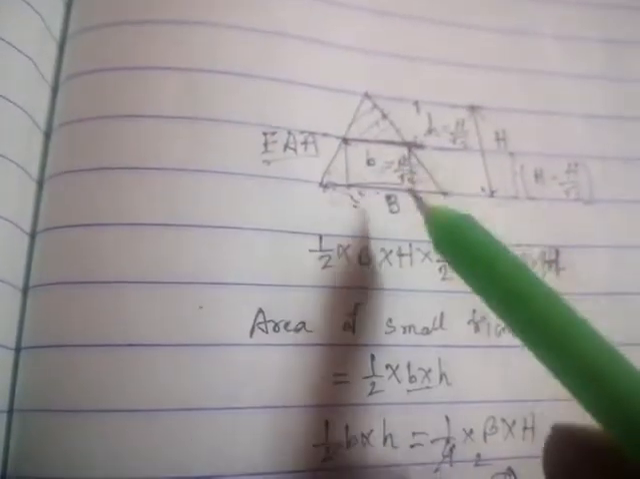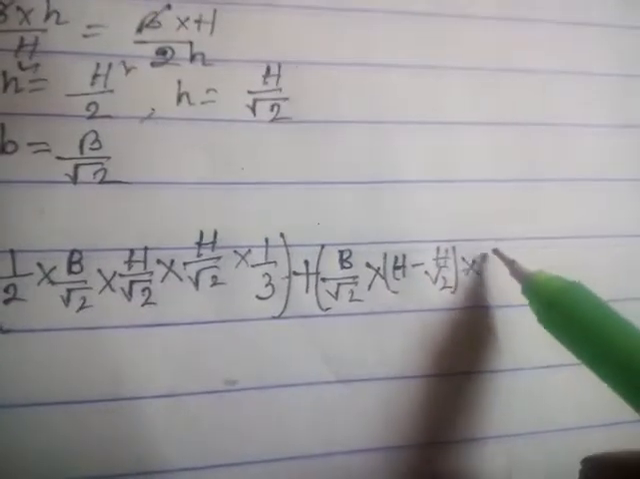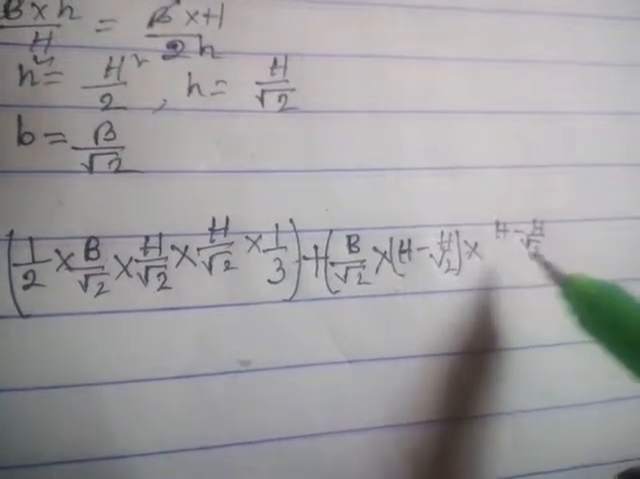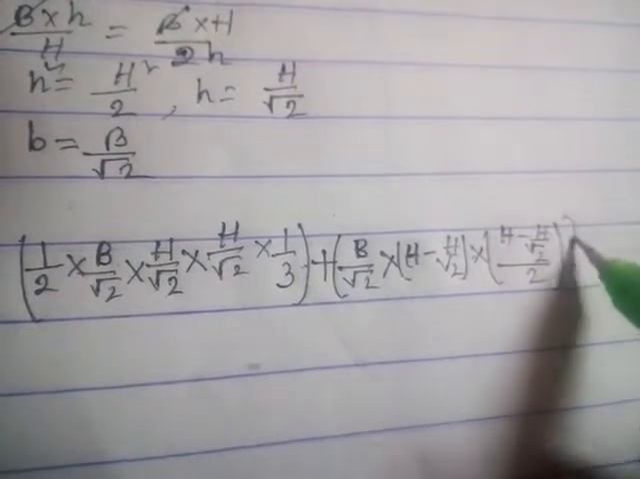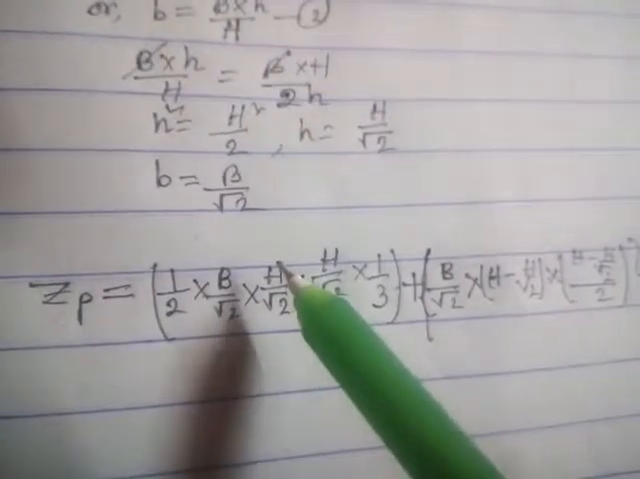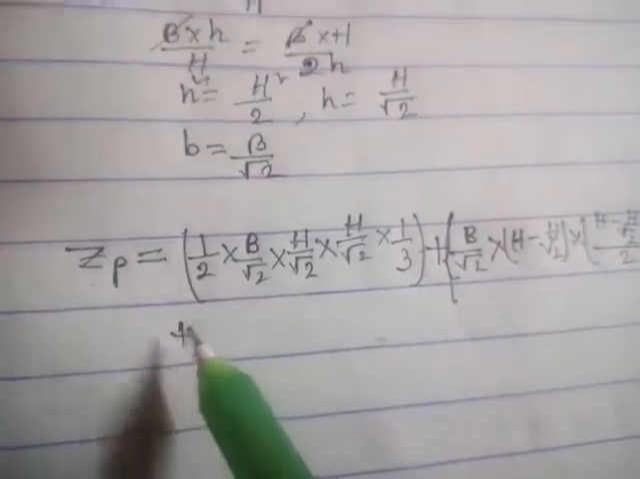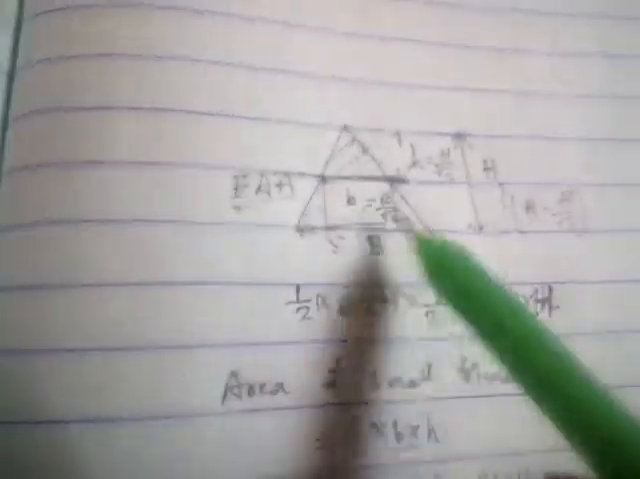And for the moment we take the half of the section, that means H minus H by root 2, divided by 2. Okay, now that is for the triangular portion, and this is for the rectangular portion. Now two triangles are also there, for this triangle.